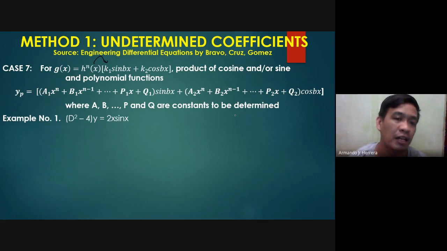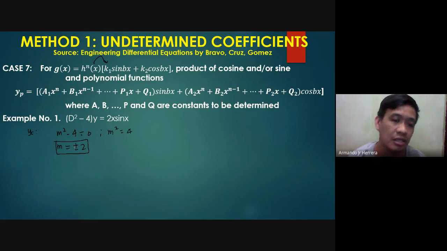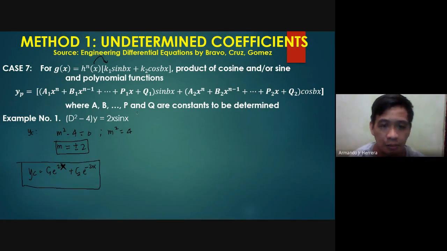So, we have D squared minus 4 y is equal to 2x multiplied by sine x. So, again, to solve for our yc, m squared minus 4 is equal to 0. Then m is equal to plus or minus 2, kasi ito ay magiging m squared is equal to 4 lang. Extracting the roots, m is equal to plus or minus 2. Then yc is equal to c1 e to the 2x, oh sorry, it's x, plus c2 e to the minus 2x. So that will be our yc.